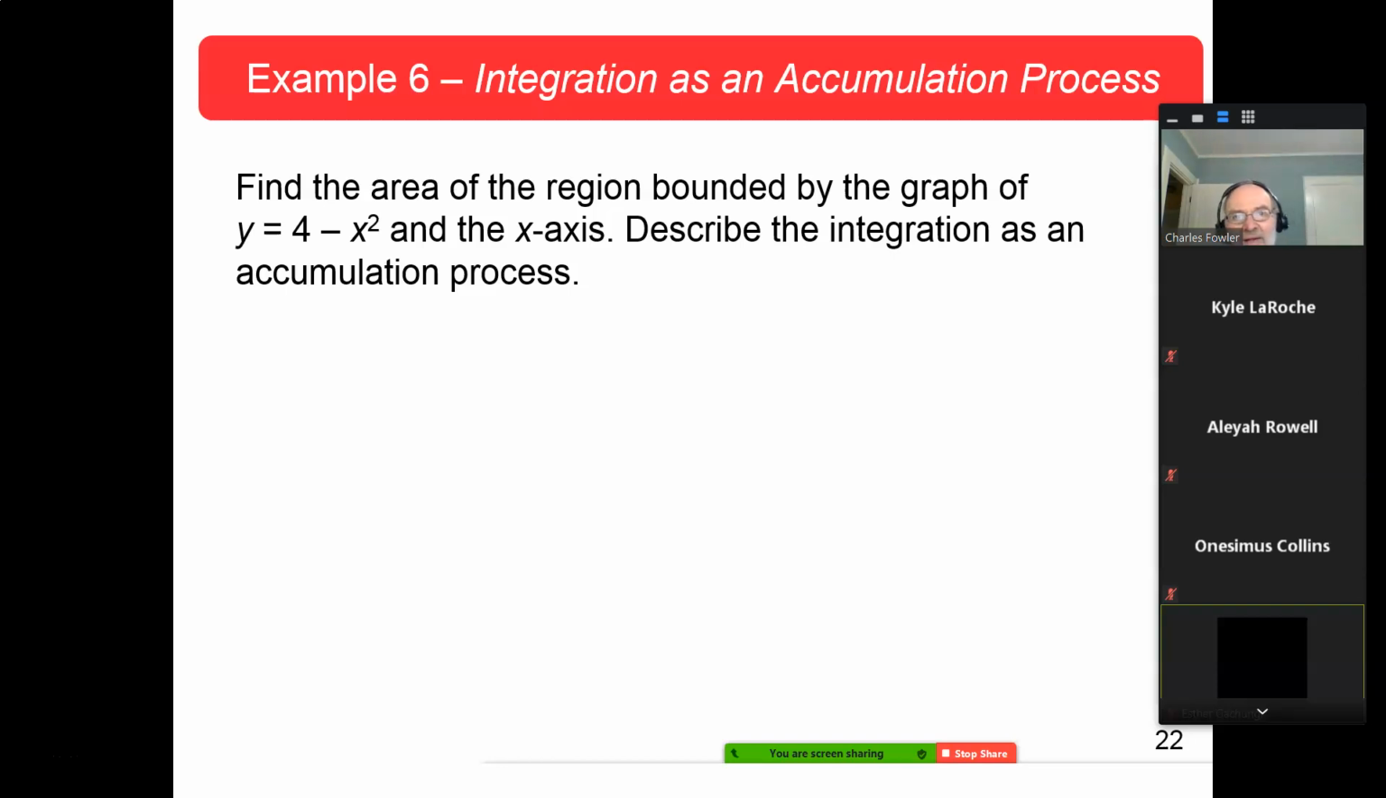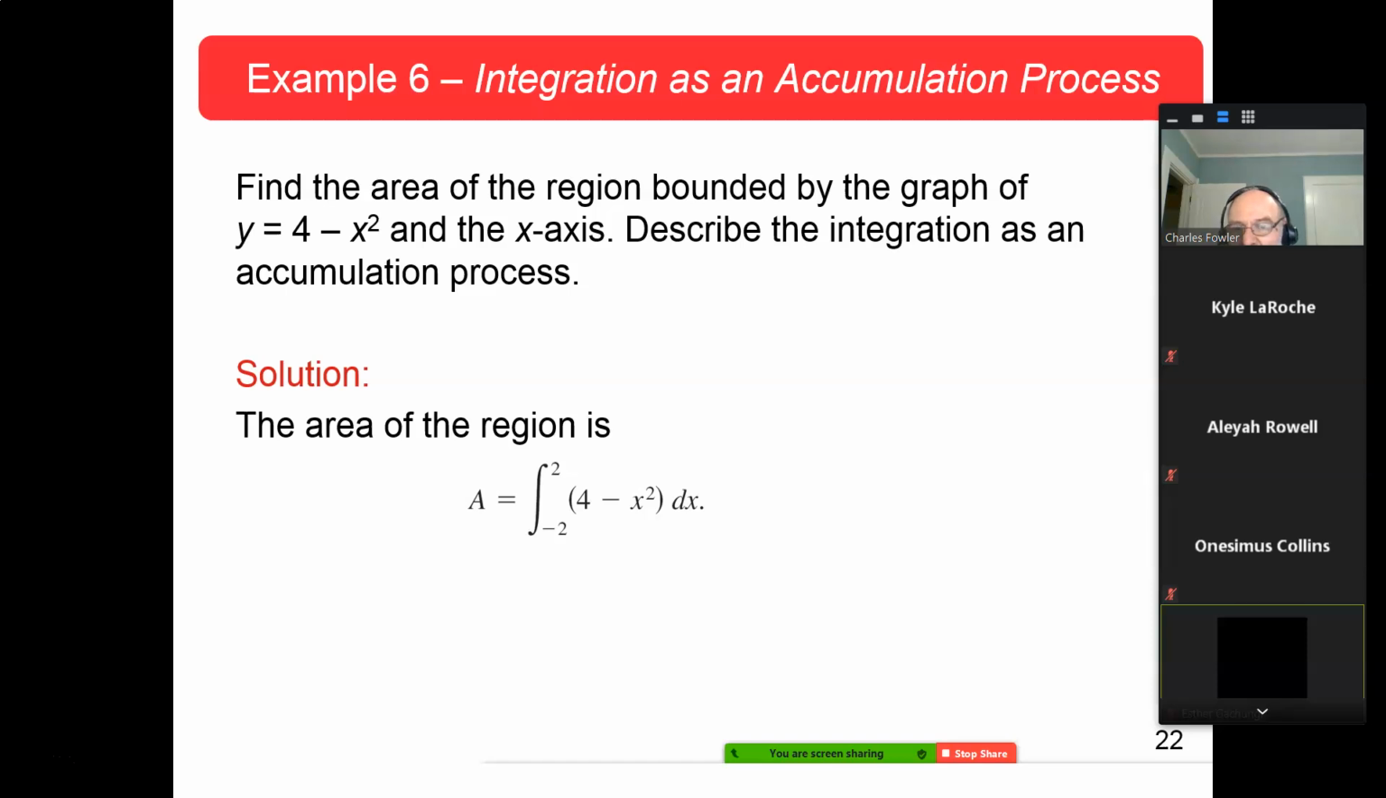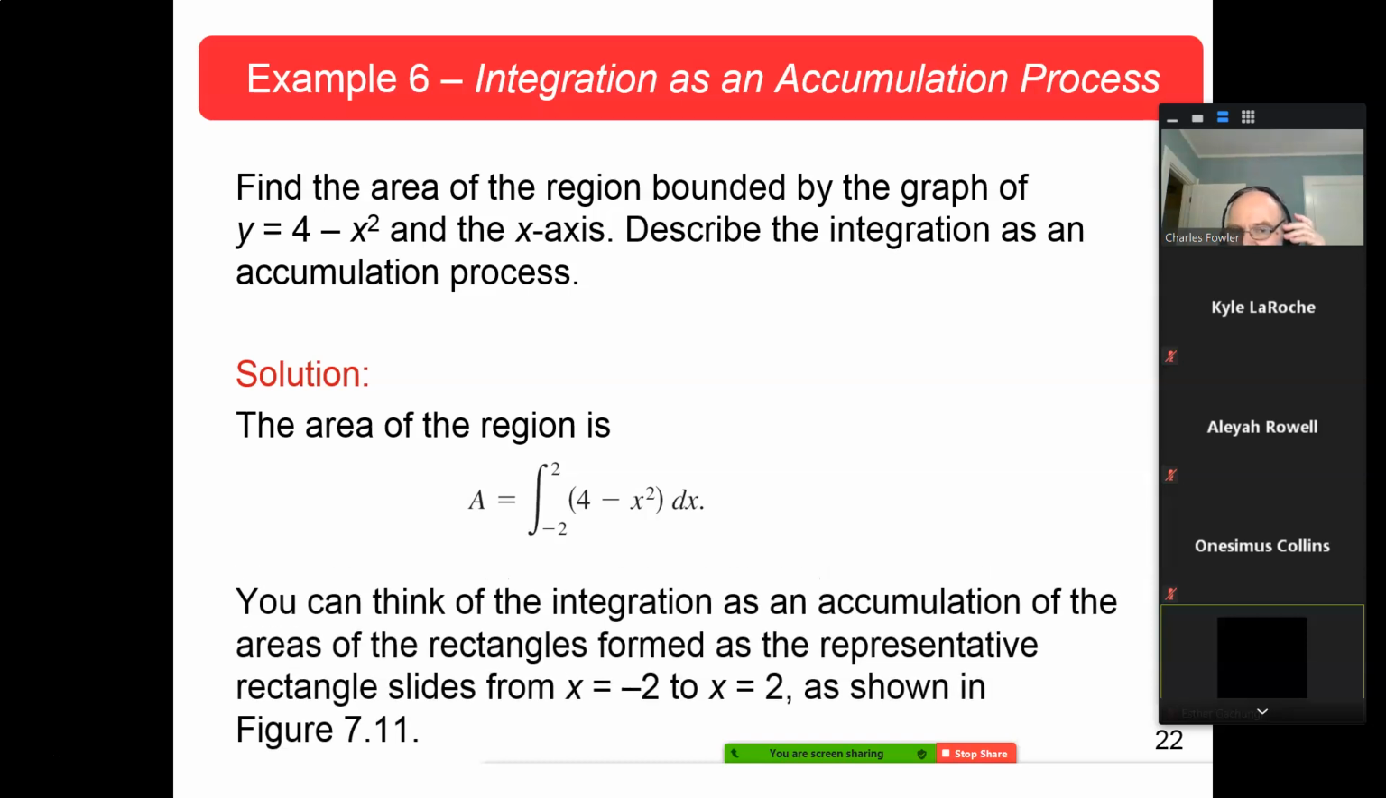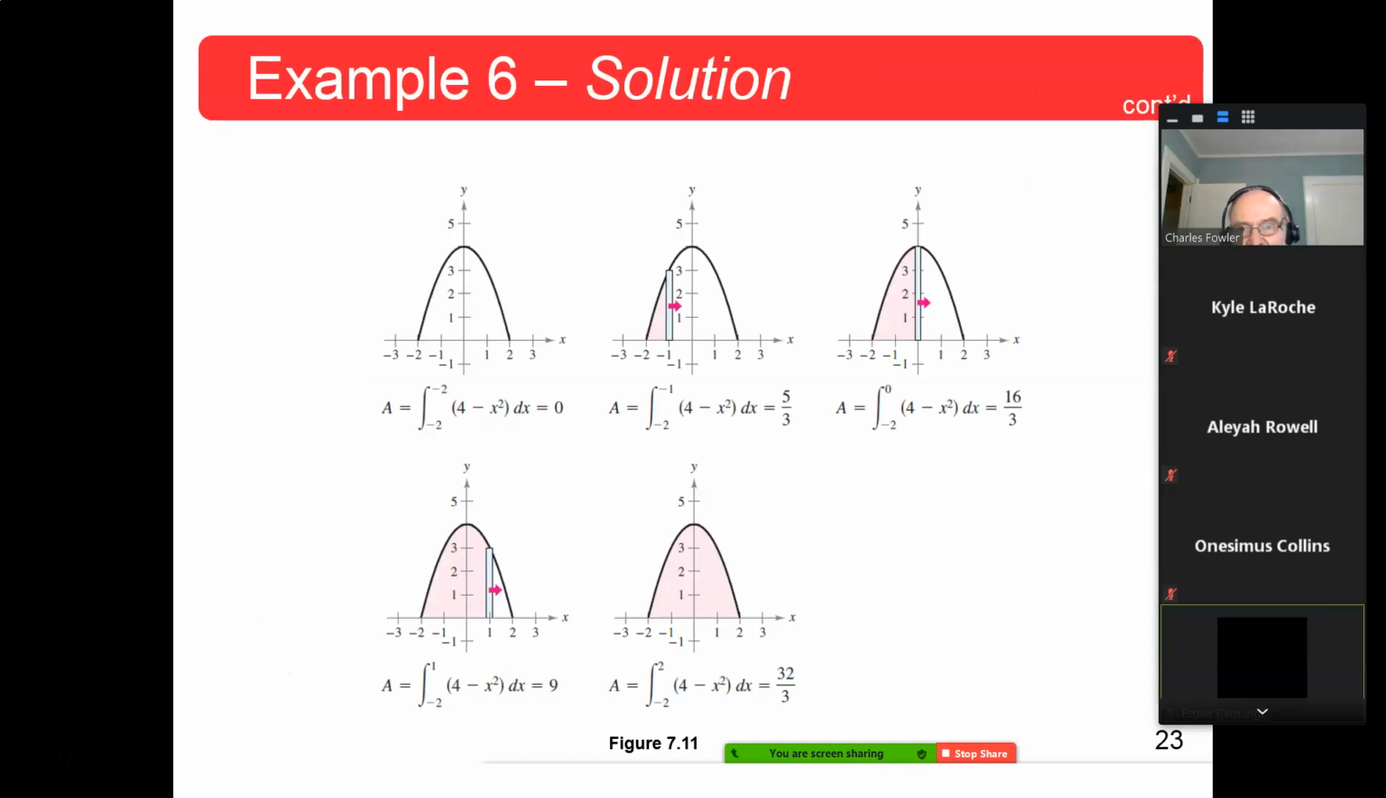Now, here's what they're suggesting you do. And why, I don't know. That was so easy to do that way, or at least I found it easy. Here's what they're suggesting. The area under the curve is certainly that. That's exactly what we did. Okay? And it said you can think of that integration as the accumulation of the areas of the rectangles formed as the representative rectangle slides from -2 to 2, as shown in this figure. Okay? It's exactly what we were doing.